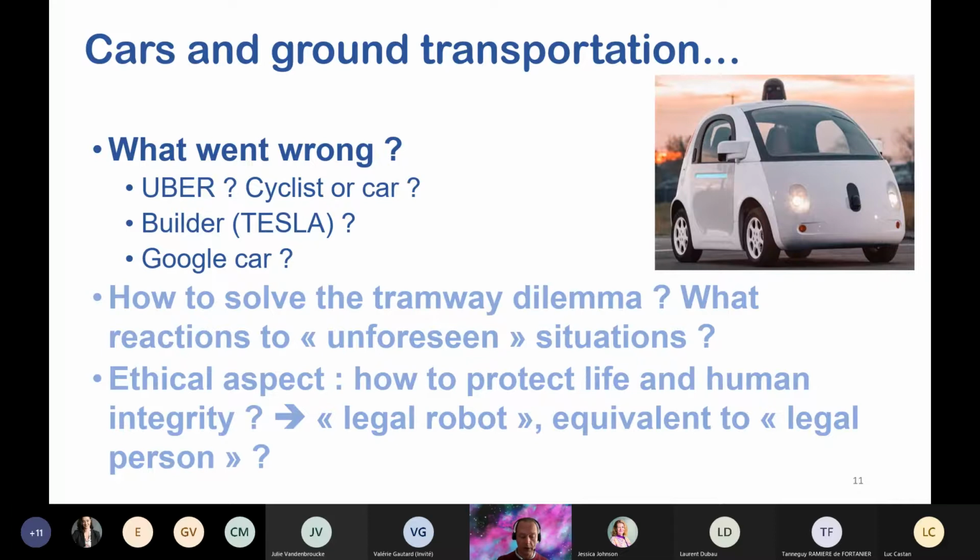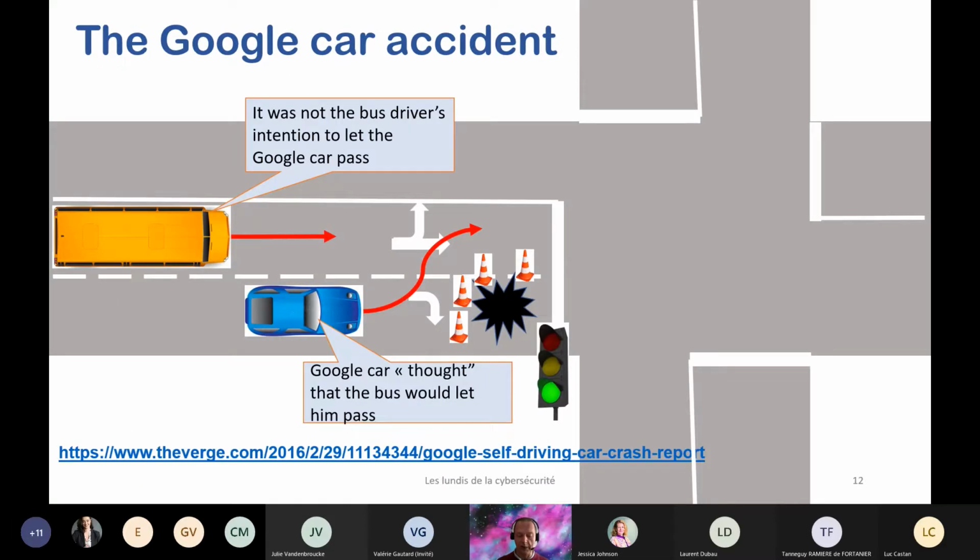An autonomous Google car wanted to turn right, but there were works ongoing. So the car detected the bus coming, but thought it had time to pass in front of the bus. Unfortunately, the bus driver didn't slow down. He wanted to go on his way. Luckily, there was no casualty this time.